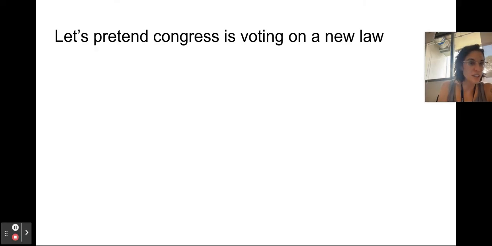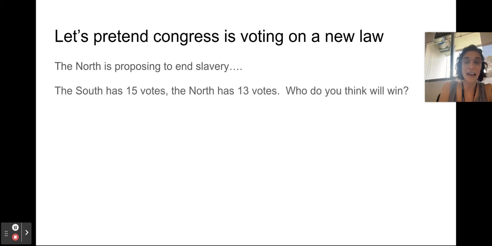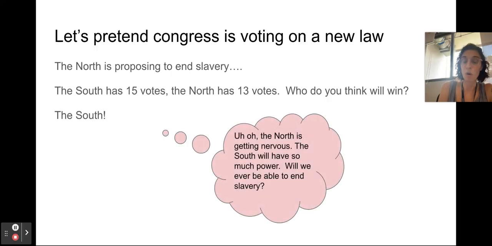So let's pretend Congress is voting on a new law. Let's say the North is proposing to end slavery. The South has 15 votes. The North has 13 votes. Who's going to win? The South. And the North is going, uh-oh, we're feeling a little nervous.